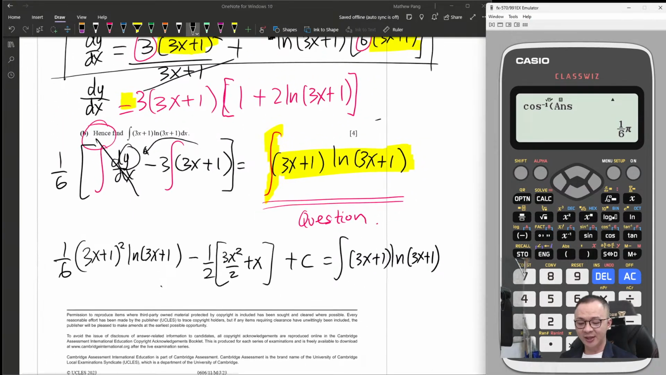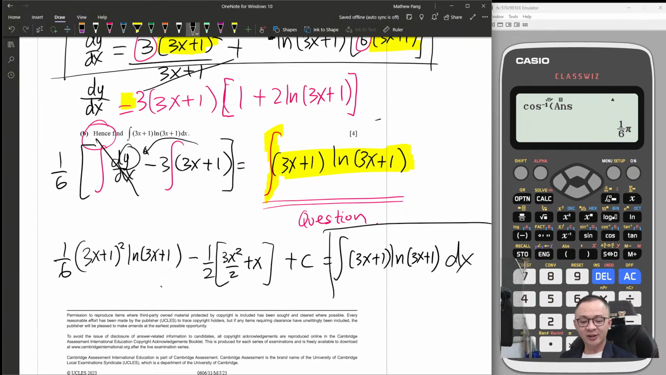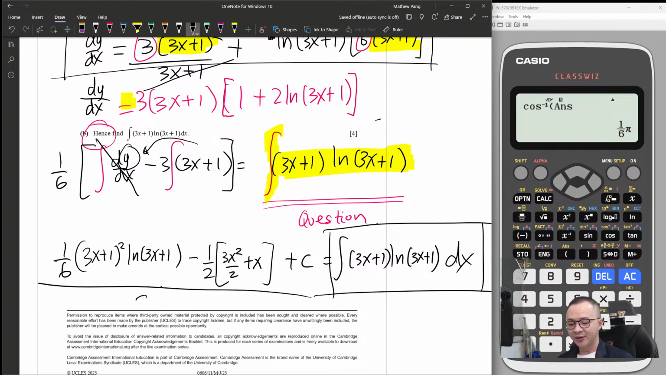Okay, this is how you integrate. You can see I never touch anything from here, because this one is my question. Here will be my solution.